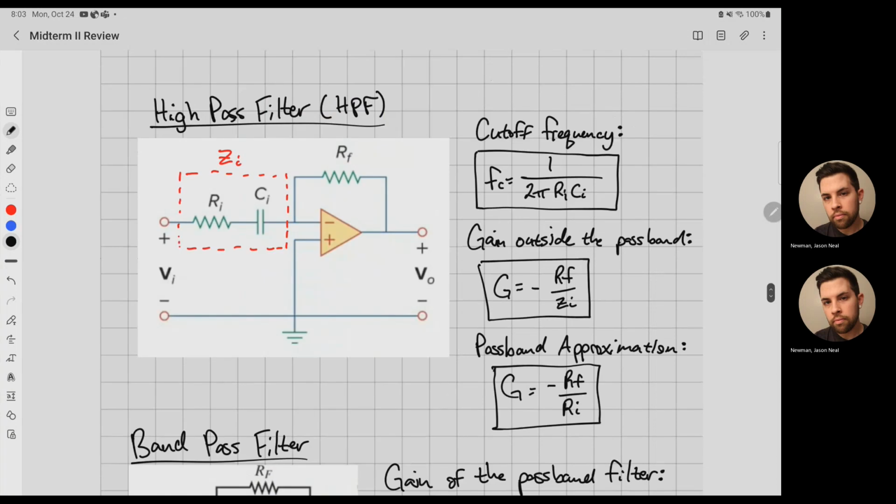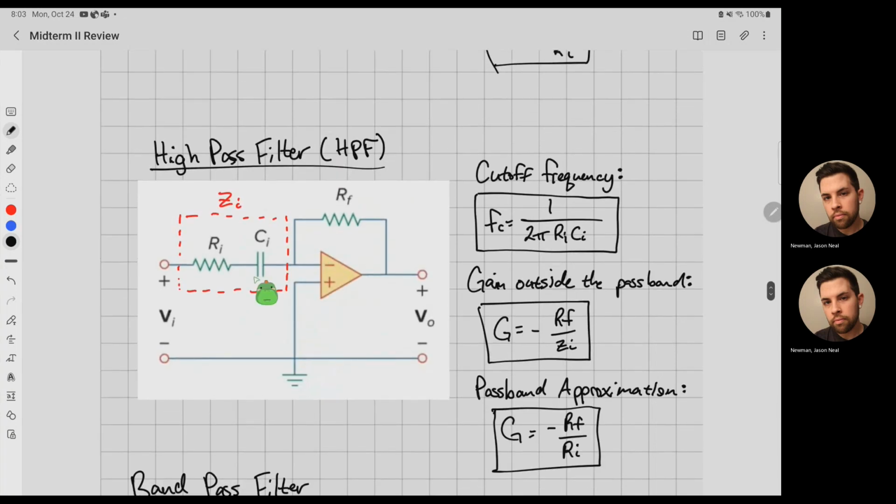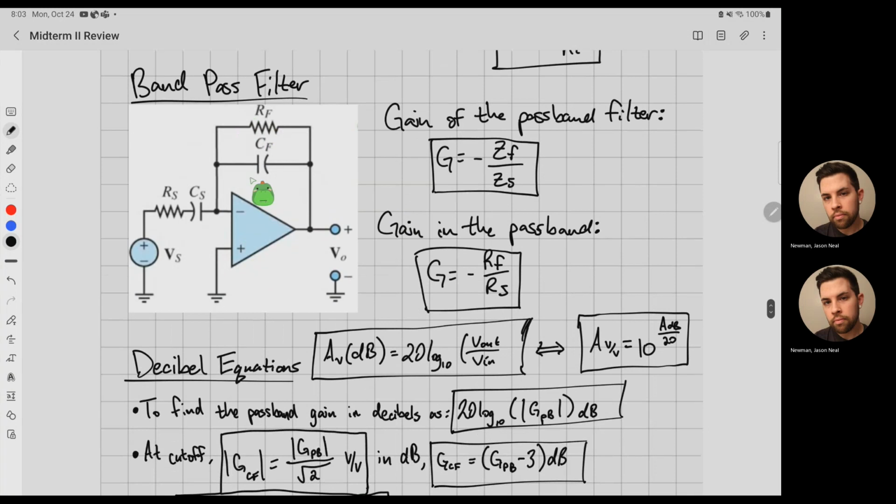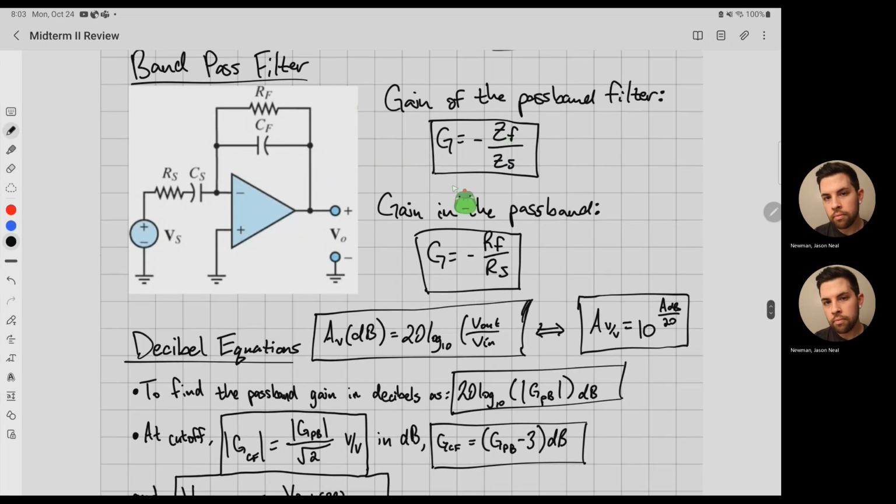High pass filter, here's what it looks like. And you basically put a capacitor here and it's an inverting op amp with the capacitor in there now. And that's pretty much it. You turn this into an impedance instead of a resistance. Bandpass filter, now you have an impedance up here and an impedance right here instead of just resistances, because you're combining the low pass with the high pass. And here's all of your equations for the passband stuff.